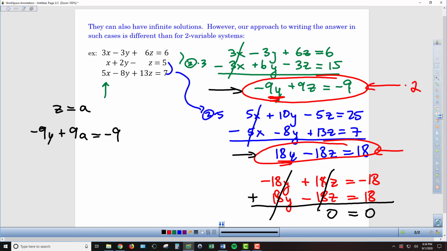And now I'm going to solve for y. I'm going to get y by itself and there's going to be an a in the expression when I'm done. So the first thing I need to do, I have to isolate y, so I have to subtract this 9a. This is awkward, but we'll get there. So I've got negative 9y equals negative 9 minus 9a. And now, to get y by itself, I need to divide by negative 9, and so I'm going to divide everything by that negative 9.